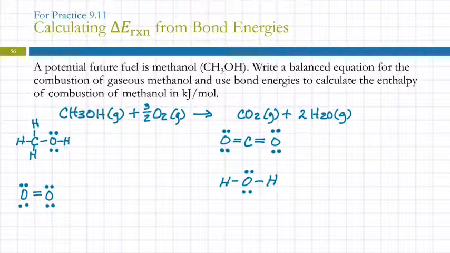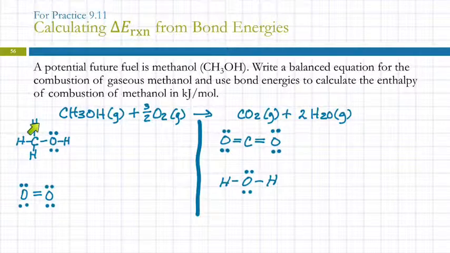Those are their Lewis structures. So what I'm going to do is figure out what kinds of bonds are being broken and how much energy that's absorbing, and I'm going to find out what kinds of bonds are being formed and figure out how much energy is released by that. So I first need to figure out, how many bonds of each kind do I have?